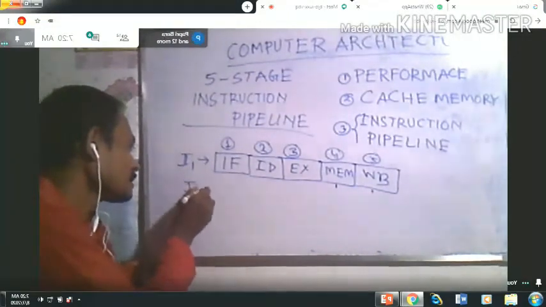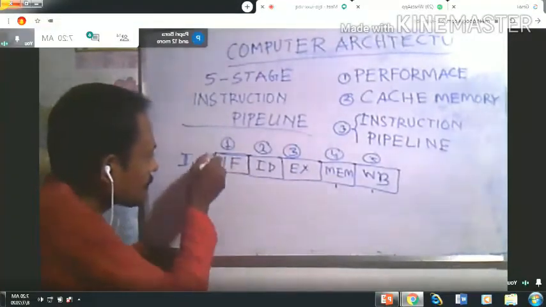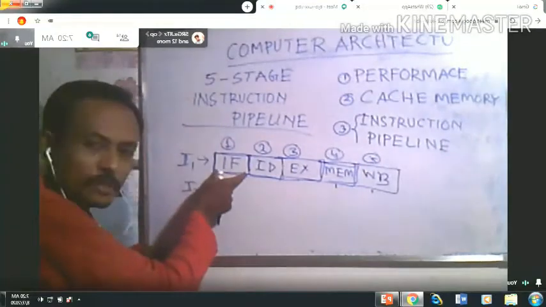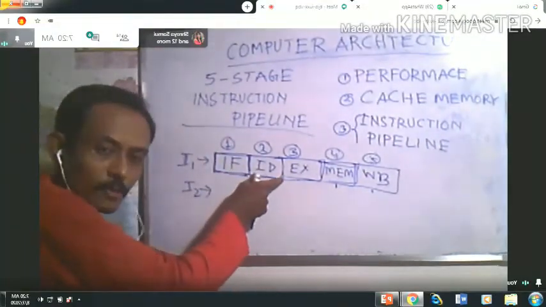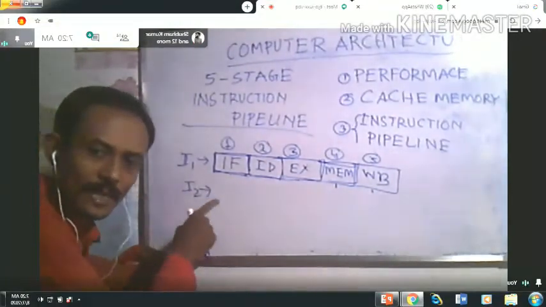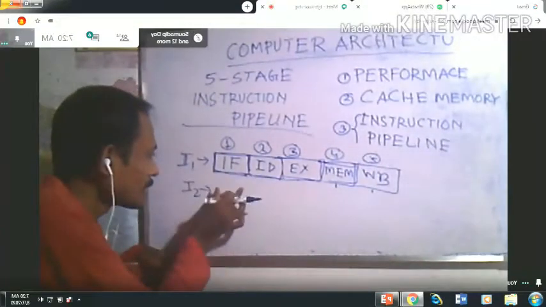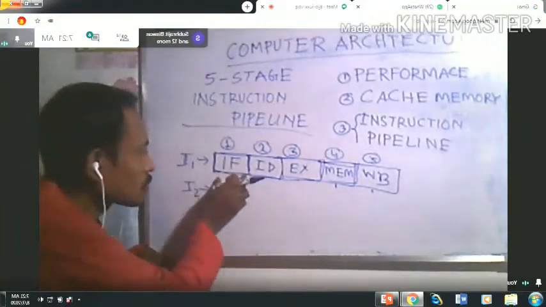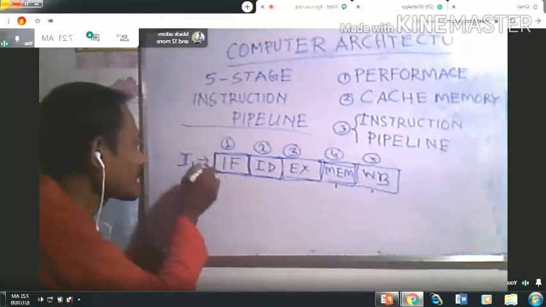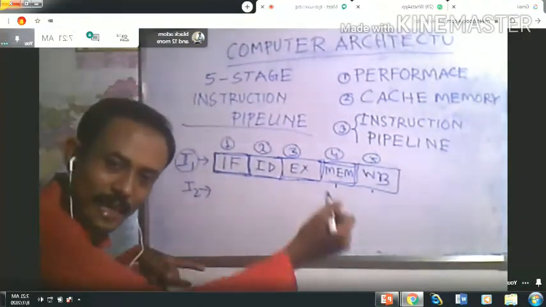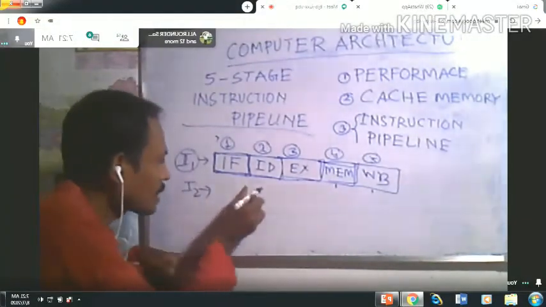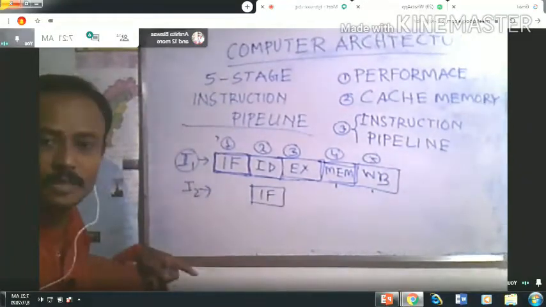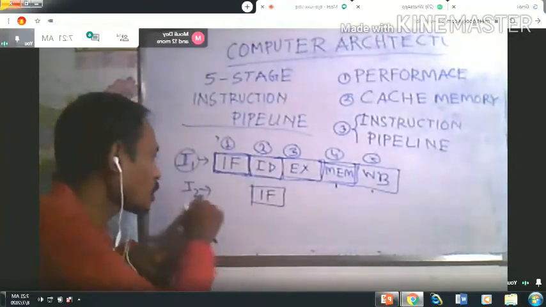Then for the second instruction, all these are different hardware components. Some portions of the hardware perform the instruction fetch, then some other hardware portion does the instruction decode. In the first clock pulse you cannot put the second instruction, because there is only one hardware block for instruction fetch, and it is engaged with instruction 1. But in the second clock pulse it will be free. That's why the instruction fetch operation of the second instruction will be done in the second clock pulse.